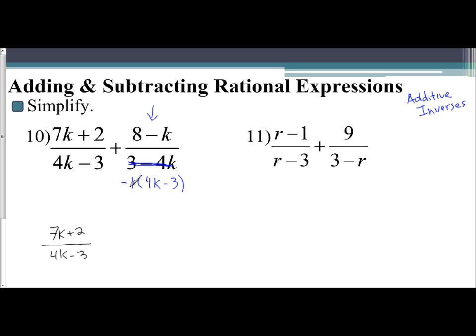And we don't like negatives in the bottom. So what I like to do is take this negative and just put it right to that operation.